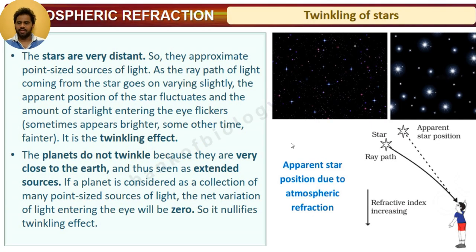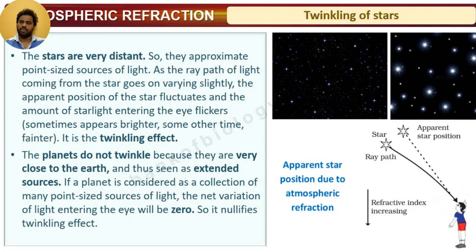Let's move ahead. The stars are very distant, so they approximate point-size sources of light. As the ray paths of light coming from the star go on varying slightly, the apparent position of the star fluctuates and the amount of starlight entering the eye flickers. It is the twinkling effect.